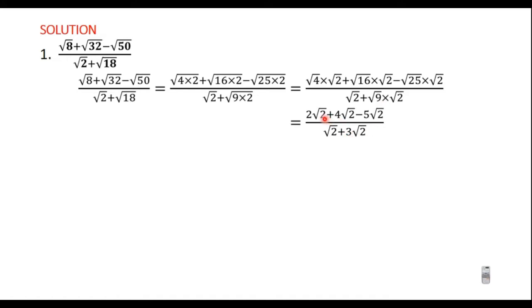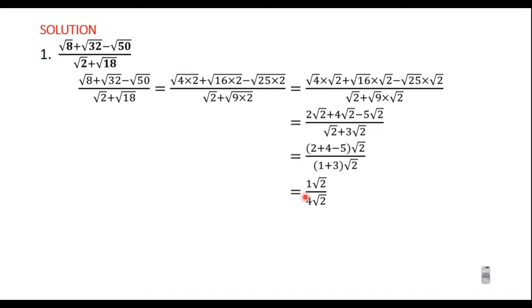Now you can see from here that the numbers under the square root sign are the same. We have 2 here, we have 2 here, we have 2 here. So we can add the numbers in front of the square root sign. Don't forget that square root of 2 has 1 in front of it. So we are going to get 2 plus 4 minus 5, then root 2, all over 1 plus 3, then root 2. Now 2 plus 4 will give us 6, minus 5 will give us 1. So we have 1 root 2, then 1 plus 3 will give us 4, then square root of 2.